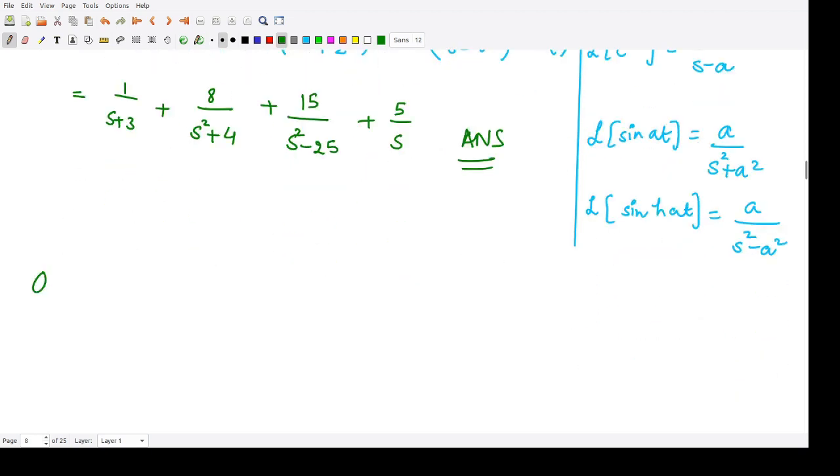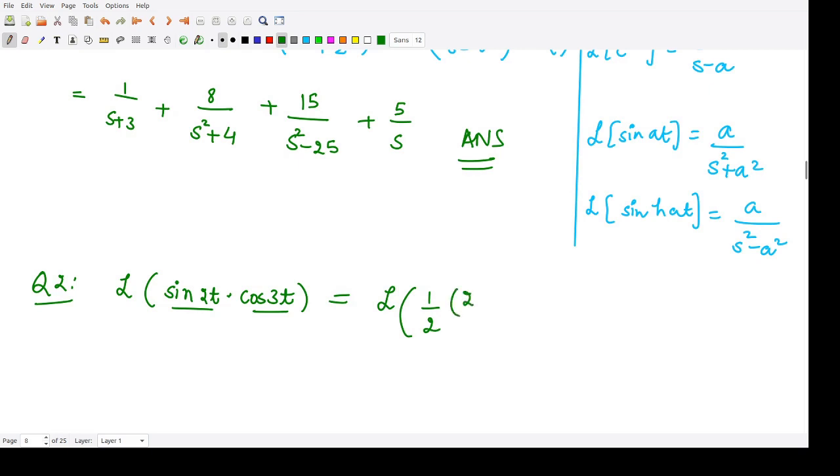Next question: find the Laplace transform of the quantity sine 2t multiplied by cos 3t. Now we do not know how to perform the Laplace transform of the multiplication of sine and cosine terms. So for that, we will convert this into a single formula. How can we do that? We can just divide by 2 and multiply by 2 here.